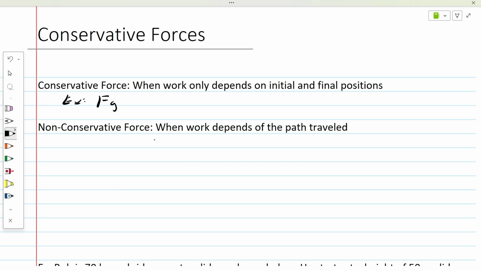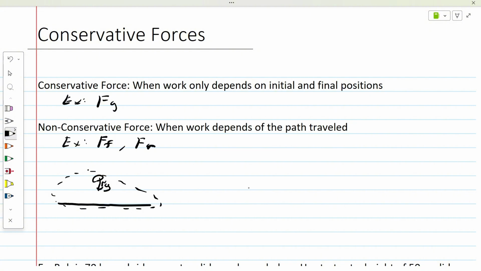A non-conservative force is when work depends on the path that's traveled. An example of this would be the force due to friction, or a force like air resistance, a resistive force. For example, if we have an object like this, and we have this Earth-object system, the force due to gravity only depends on the final and initial positions when we're relating the potential energies. So this force is conserved within this system.